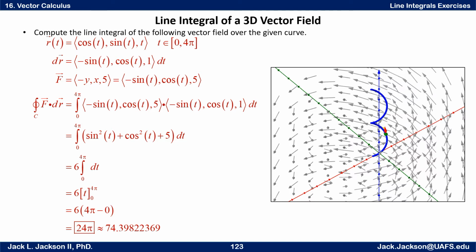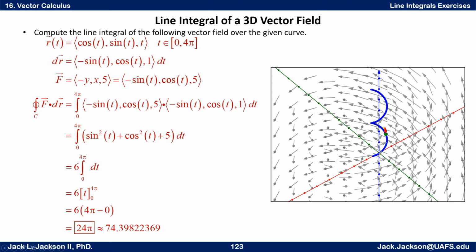6 times the integral from 0 to 4 pi of dt. And the antiderivative of dt is just t. And so we have 6 times t evaluated from 0 to 4 pi. So that's 4 pi minus 0, which is 4 pi, times the 6 is 24 pi. And so the integral is 24 pi, or approximately 74.4.